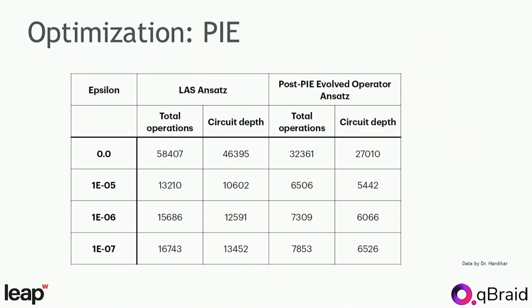So as an example, these are results with the chromium dimer. So this is a 2-chromium system. Those epsilons on the left there are epsilons we chose for the system for LAS UCC. Remember, that is a value of how many T amplitudes you've selected in your ansatz. With the original LAS wave function, you see the total operation and circuit depths are quite high. After implementation and post-processing with PI, we see roughly a 50% reduction in total operations and circuit depth.